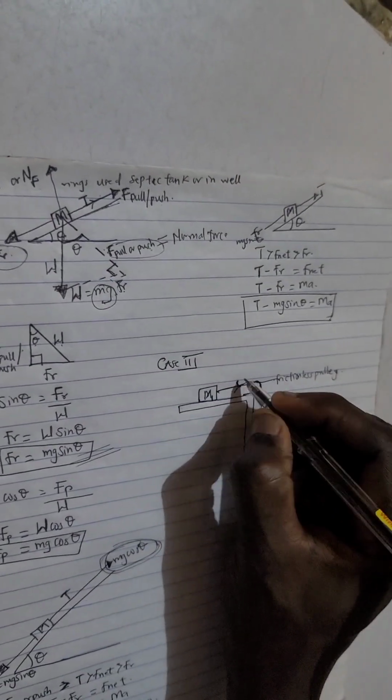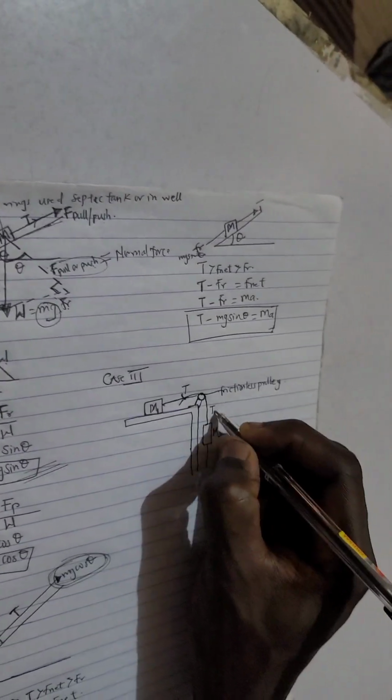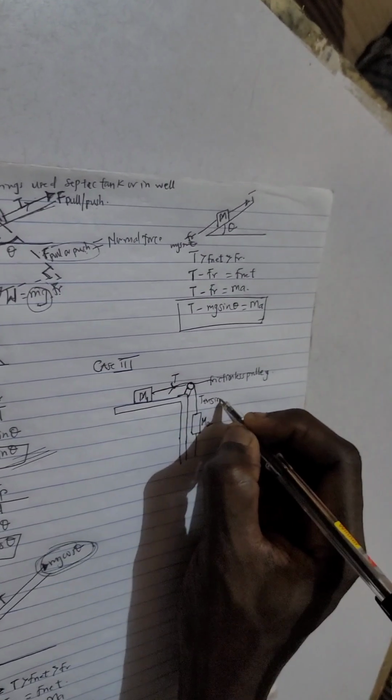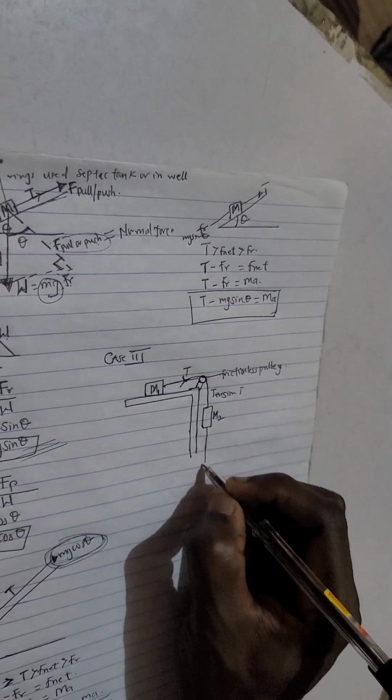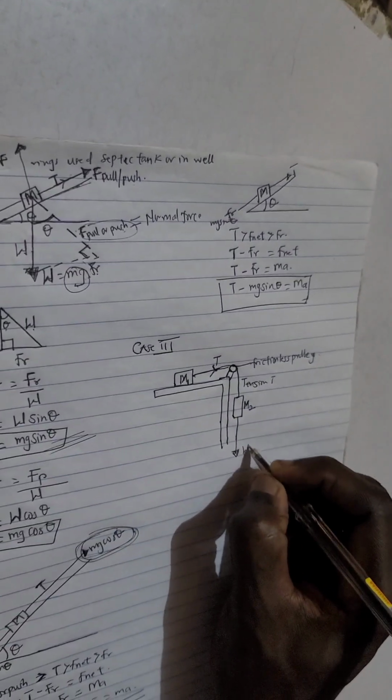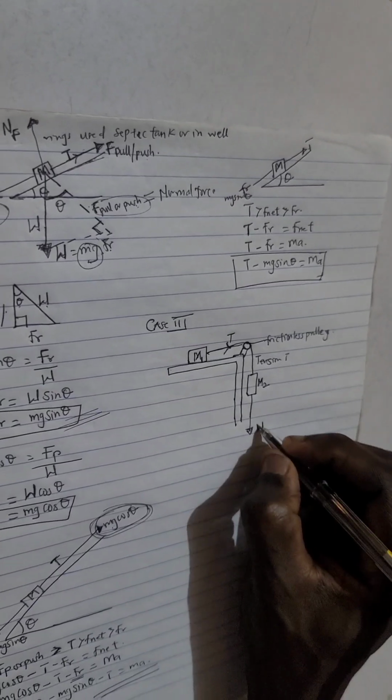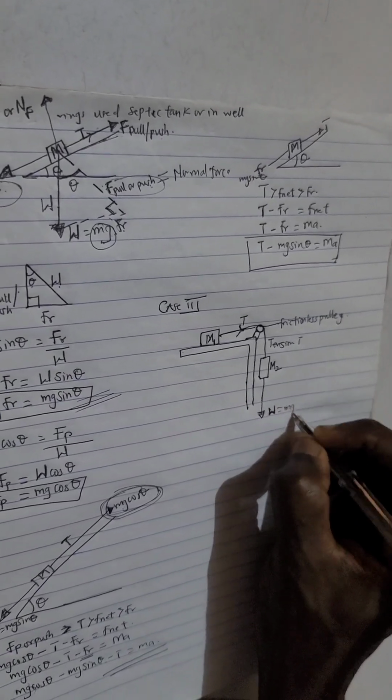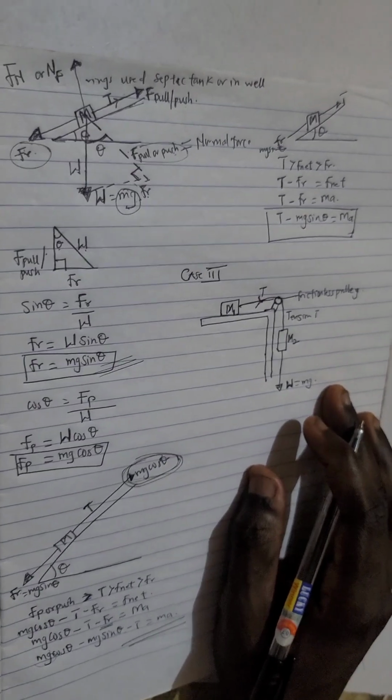In this rope, this is going to be tension, and here tension will be here. And here, this is where the weight is. I discussed something related to this earlier on. So this one is going to be what? Mg. I hope you understand it.